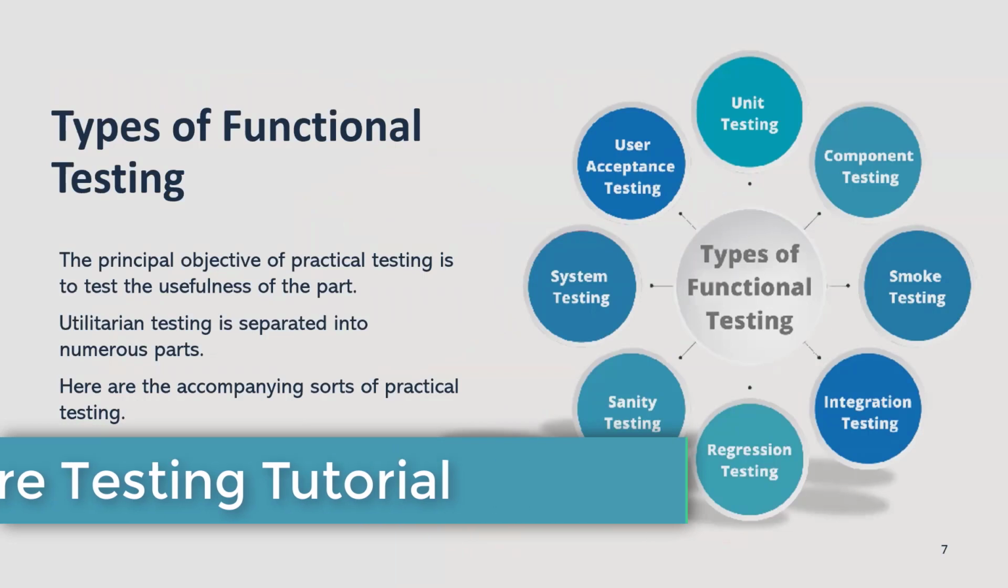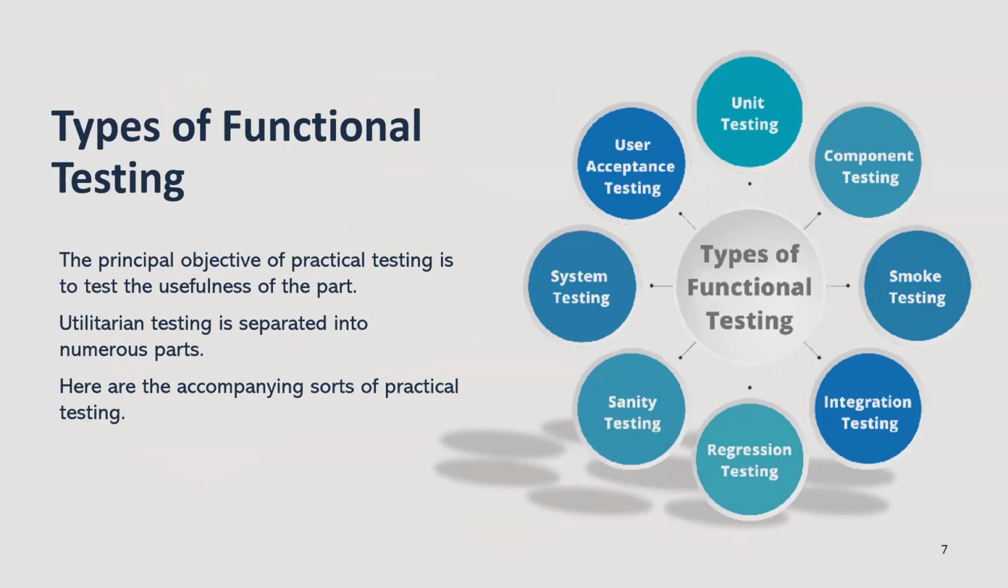So which types of functional testing do we have? Generally, the principal objective of functional testing is to test each and every functionality of the application. Starting with sanity testing, where the functional testing team will cover the sanity of an application, then regression testing, integration testing, smoke, component, unit, user acceptance, that is called UAT, and system testing. These are the types of functional testing.